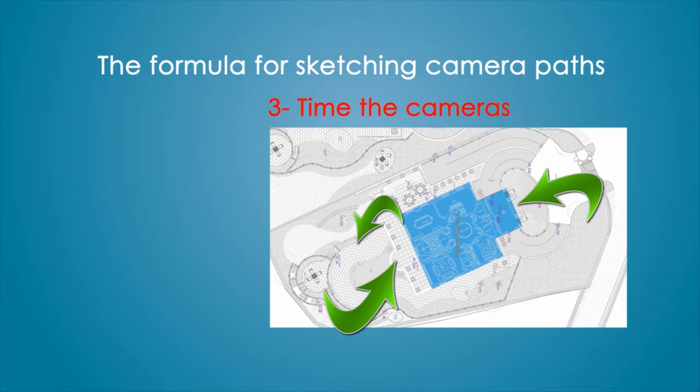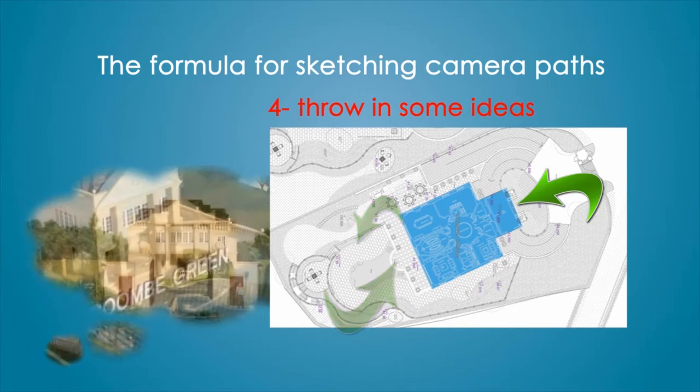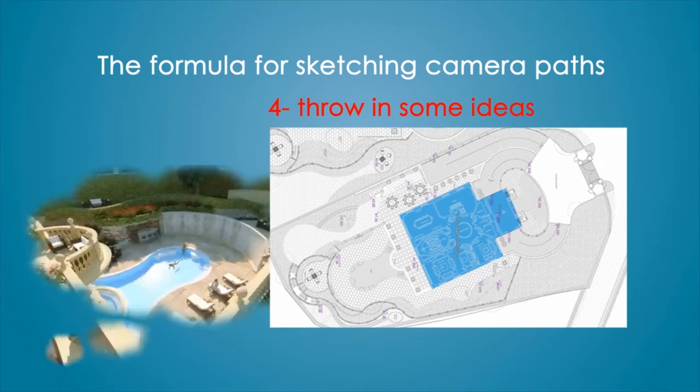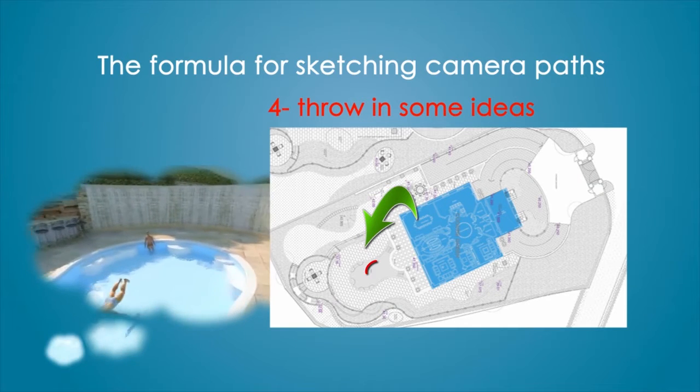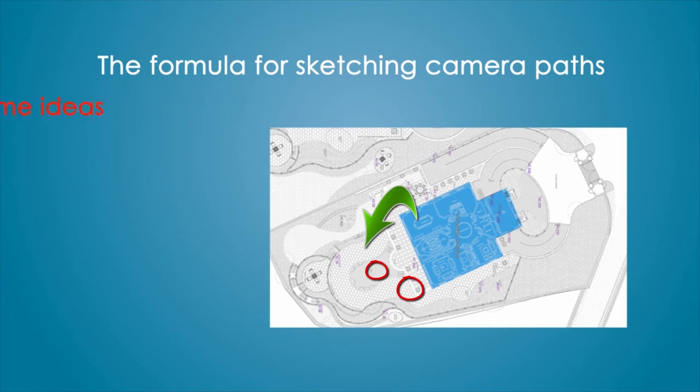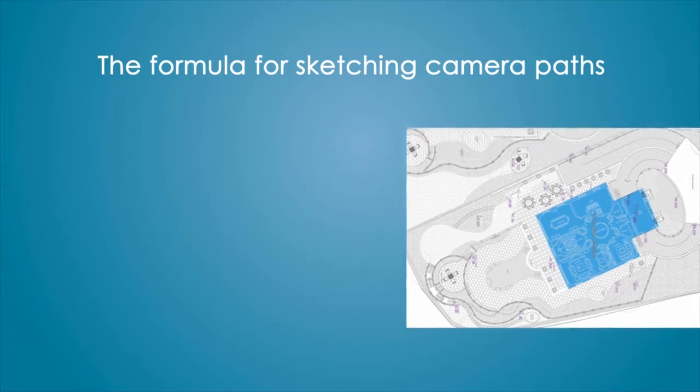Time the cameras. We have 60 seconds for this villa. We need 3 cameras. We might divide them equally, 20 seconds for each, or not equally, depending on your project. You might also start throwing some ideas, like in camera 1, a BMW entering the gate. Camera of the pool, I want someone swimming here and someone eating there. Now that we have the formula to sketch our camera passes, apply that to your project and then we can translate that in Max.